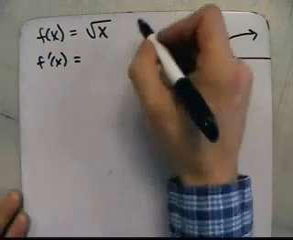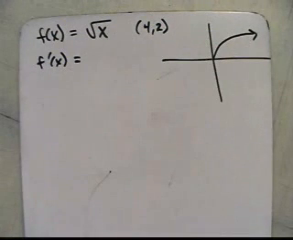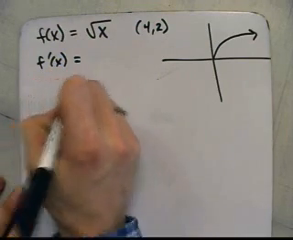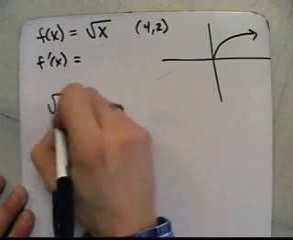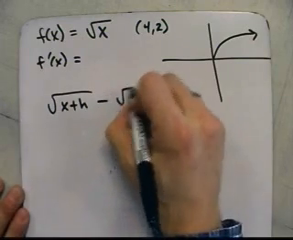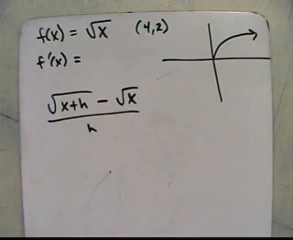The point I'm going to be concerned about in this one is the point (4, 2). (4, 2) should be a point on that graph. Plug in 4, get 2. Makes sense. Okay, so I have to find the derivative of that function. So we're going to plug in that whole big mess, f of x plus h minus f of x over h. So I'm going to plug in an x plus h first. So that's the square root of x plus h, and we're going to subtract the square root of x, and then we're going to divide that by h.